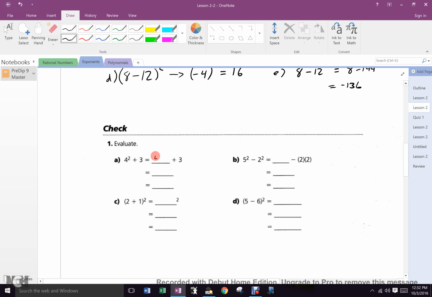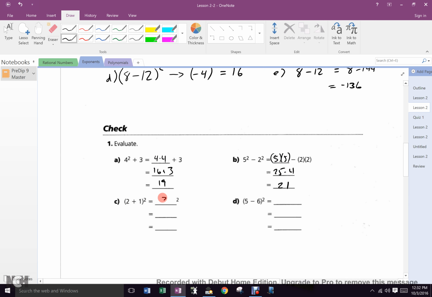All right. So, again, this should take about 5 seconds. 4 squared is 4 times 4, which is 16 plus 3, which is 19. 5 squared is 5 times 5, 25 minus 4, 21. Please notice how much of this you can do and should do in your head.